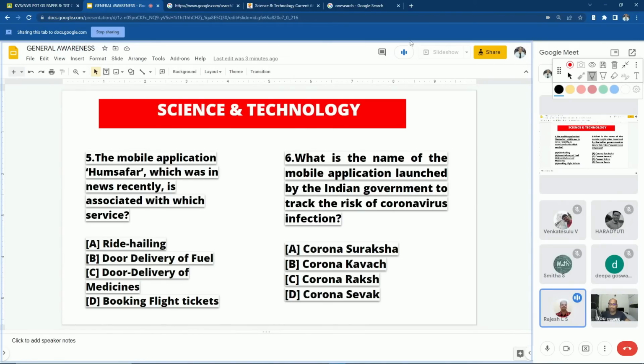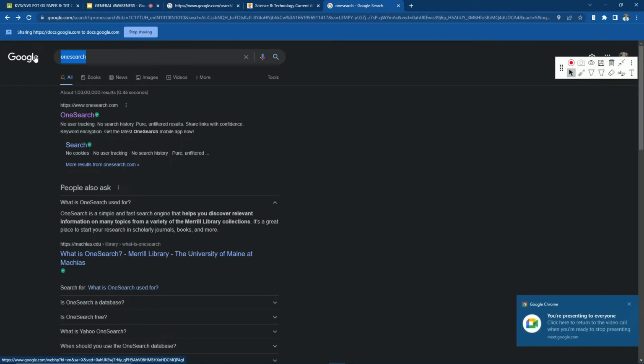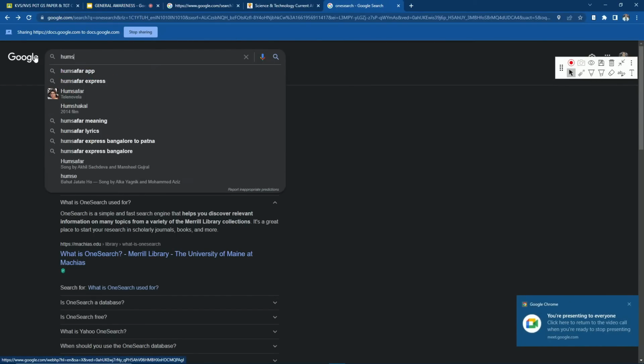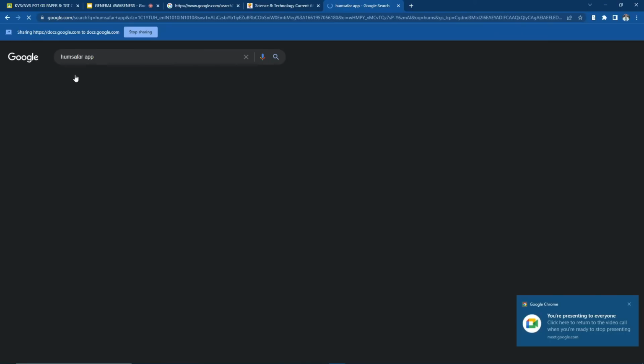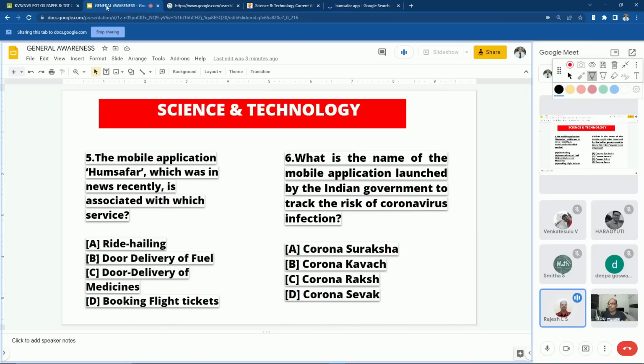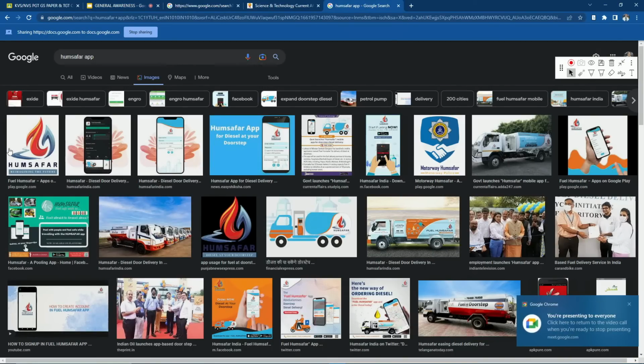The mobile application Humsafar, which was in the news recently, is associated with which service? Ride hailing, door delivery of fuel, door delivery of medicines, booking flight tickets. What service are they providing with the help of this mobile application Humsafar? You can find out. Maybe door delivery of medicines, sir.